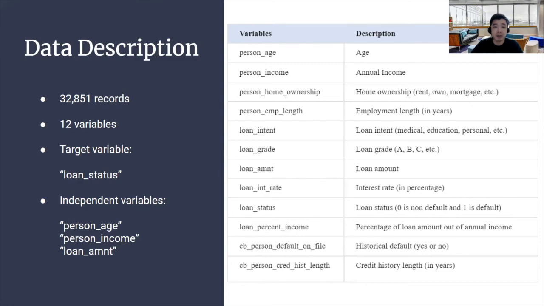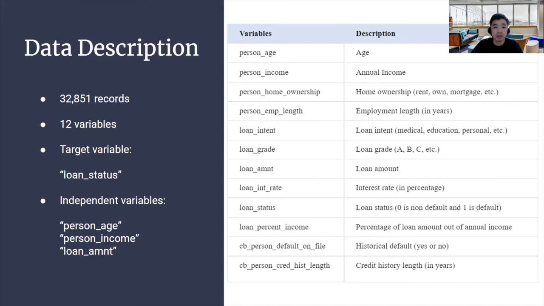And from these 12 variables, our target variable will be the loan status, because what we want to do is predict the likelihood that the borrower will default on their payment. For loan status, 0 represents that they did not default on their payments, and 1 represents that the borrower defaulted on their payment. To predict our target variable, we have made use of 3 independent variables, which are the person age, the person income, and also the loan amount.